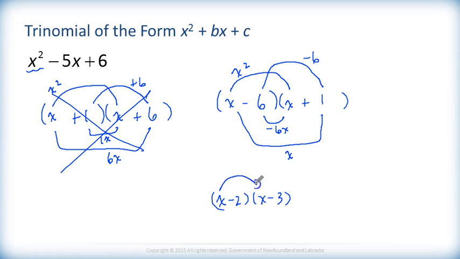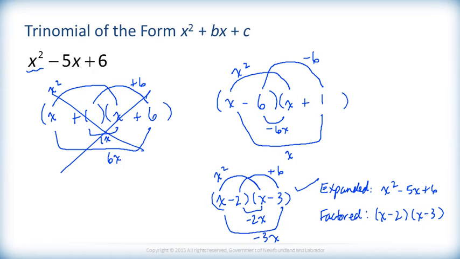Now, for this last attempt, x times x is x squared, and negative 2 times negative 3 is positive 6. That's good. Negative 2x here, and negative 3x here. So it does indeed give me the correct expanded form, because I've got negative 2x, negative 3x is negative 5x for the middle term as needed. So the expanded form is correct there. The factored form is x minus 2, x minus 3. And we're done.